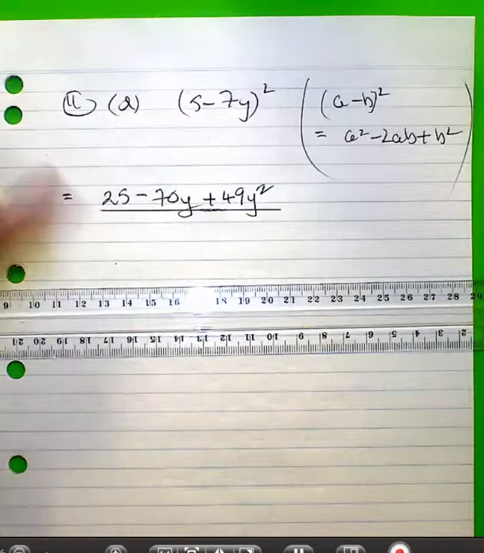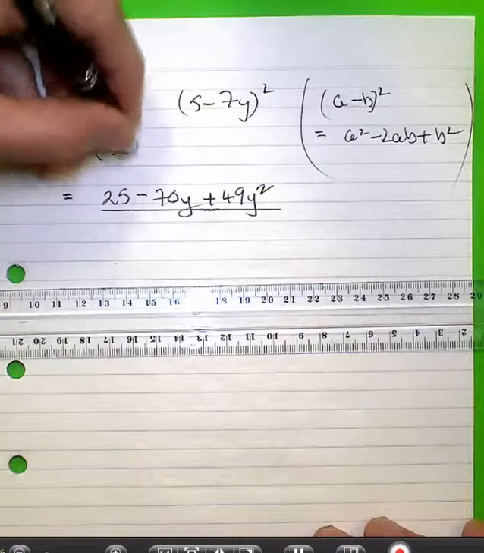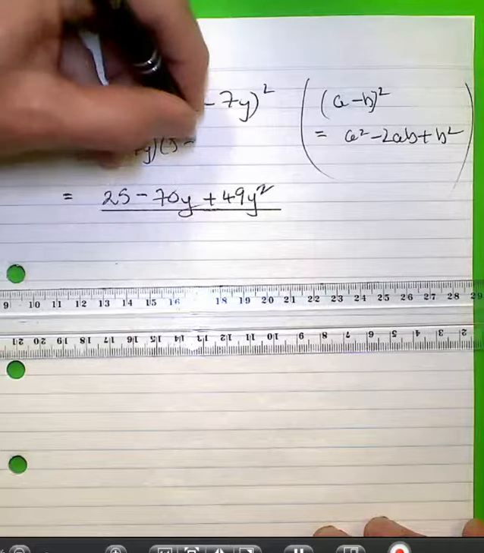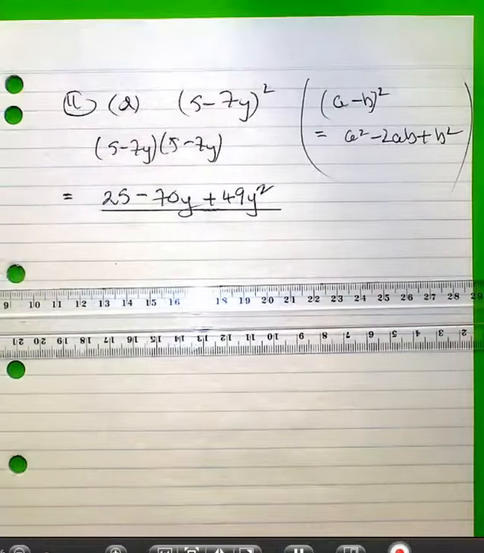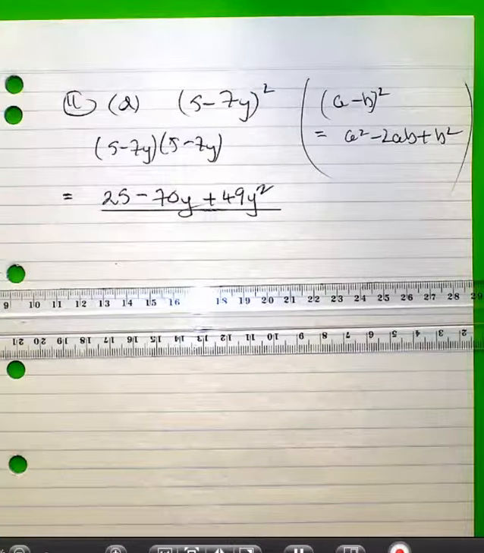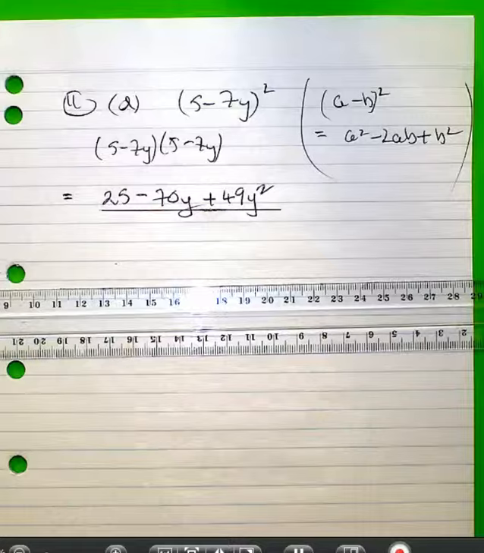Alternatively, you could do it as a multiplication of two bracket sets. No compulsion, but it will save you a fair bit of time if you can remember some of those facts as you go along.